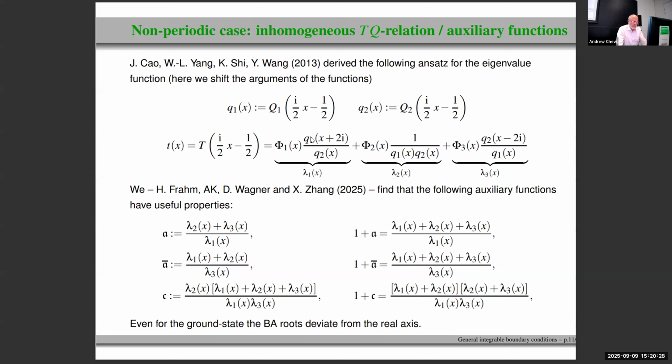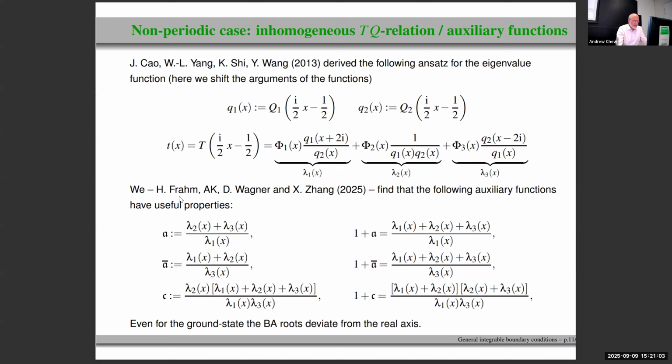The unknown functions are Q1 and Q2. Q1 and Q2 are not completely independent. Q2 of x is identical to Q1 of minus x. But still we need to find the zeros of these Q functions. And this TQ relation is called inhomogeneous because here we have a ratio in the first term, and the third term we also have a ratio, but in the second term we have a product in the denominator. So if you scale the Q's by some factor, it destroys this relation.